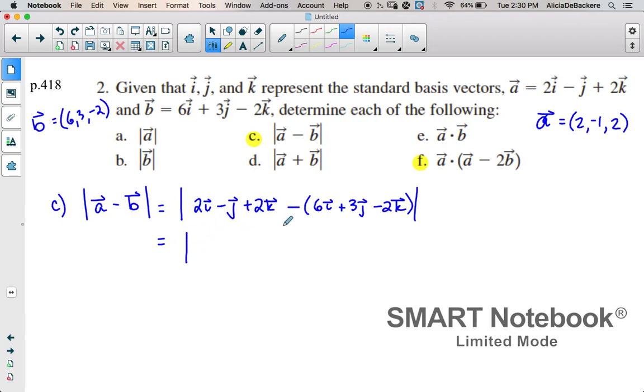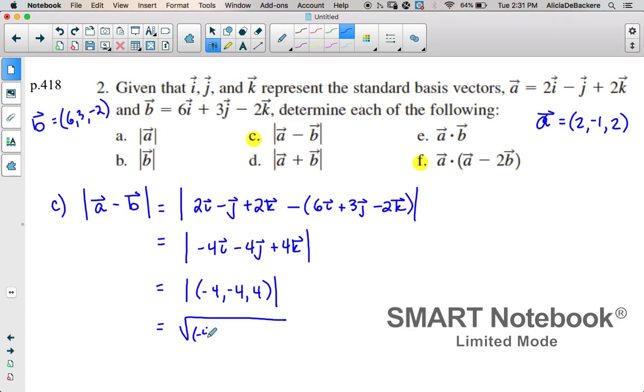And so here when I combine these like terms, I'm going to get 2i minus 6i, that's negative 4i, and then negative j minus 3j, so that's minus 4j, and then 2k minus negative 2k, so 2k plus 2k, or plus 4k. And then at this point you might want to change it to a component version, because we know how to take the magnitude of a component vector. We just take the square root and we square each of those components.